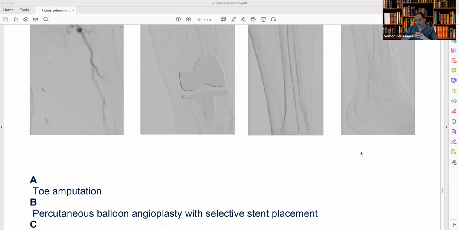What if we do an angiogram and there's no posterior tibial, like this patient, you don't see a posterior tibial?